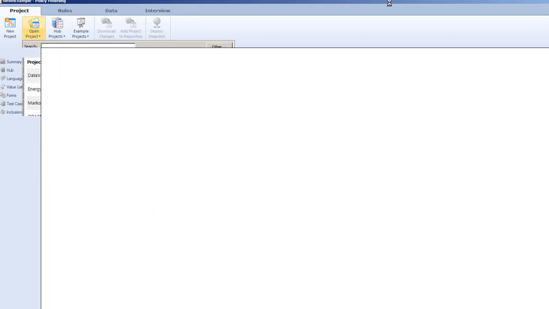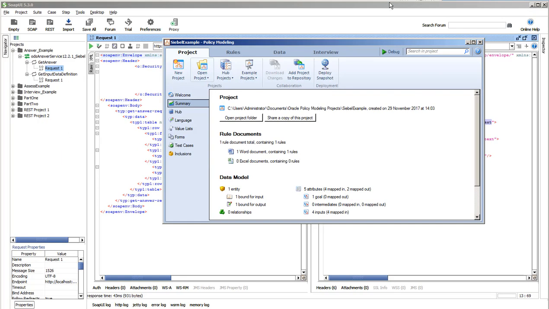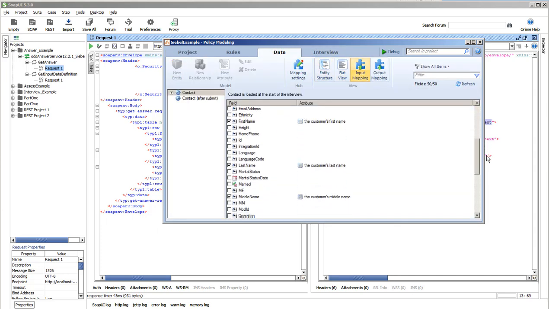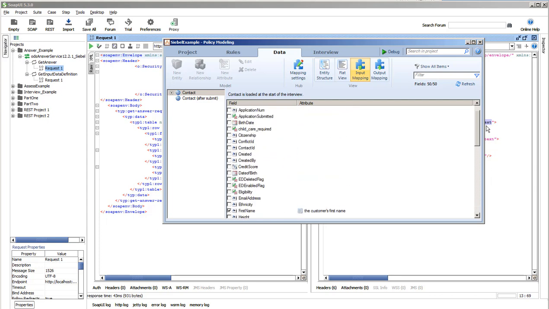Switching back to Oracle Policy Modeling, I'm going to open the same project, the one we were just looking at in SOAP UI, and of course I will find in here that this project has input mapping, and we'll find the 3 fields that were mapped.